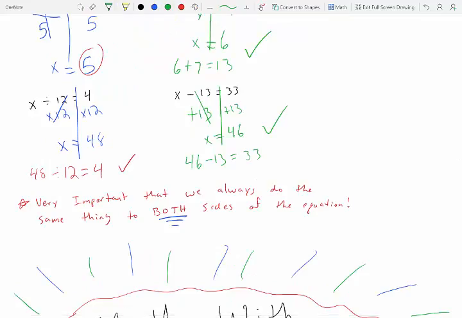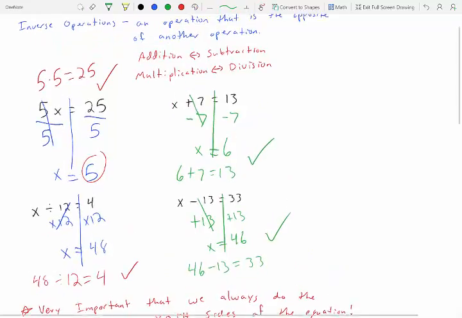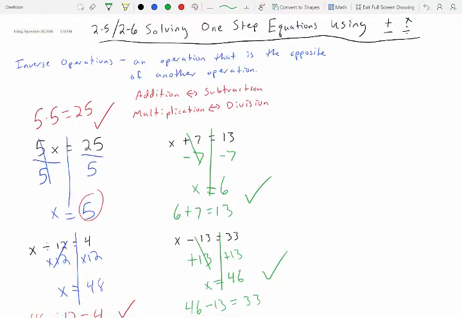Scroll down here, it's very important that we always do the same thing to both sides of the equation. If we don't, then our equation becomes unbalanced. So we have to make sure we do it to both sides. That's why it's very helpful to draw that line down the middle. It tells us to do the same thing to both sides. And that is 2 sections, very quick, very easy.